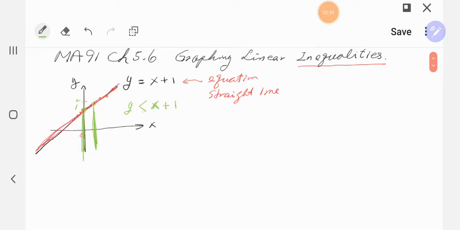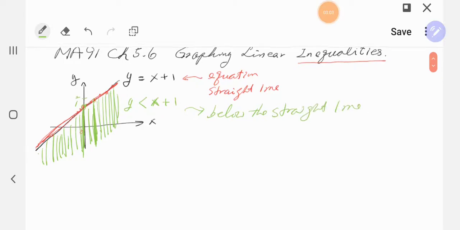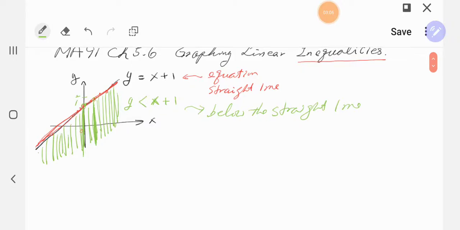Can you see it? So less than means all the area below the line. Make sense? Y is less than means below the straight line. So this is an inequality, y is less than x plus 1. It means select the half area, actually, the half of the plane that is below the straight line.